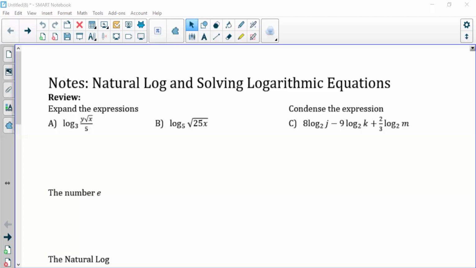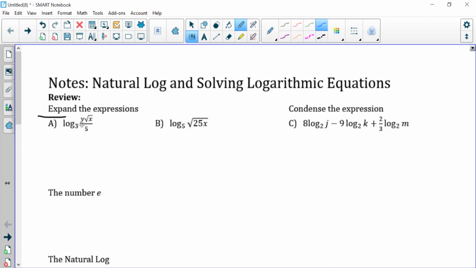All right, so today we're looking at the natural log and solving logarithmic equations. So, a quick review over things that we've already done. Let's expand a few of these, right? So show blue so we can really see what we're doing here.